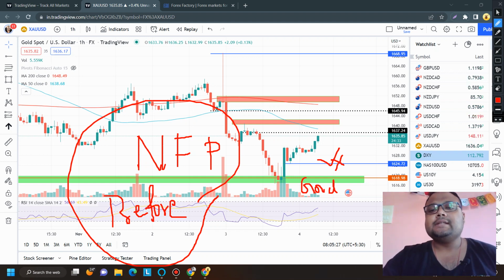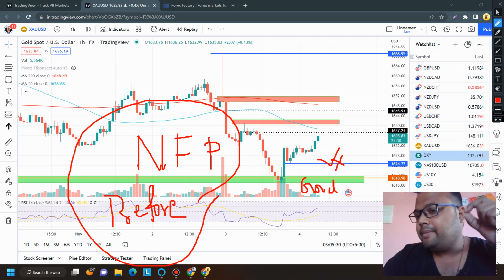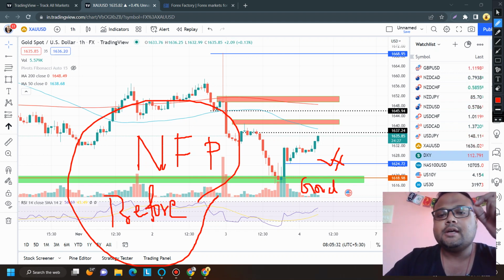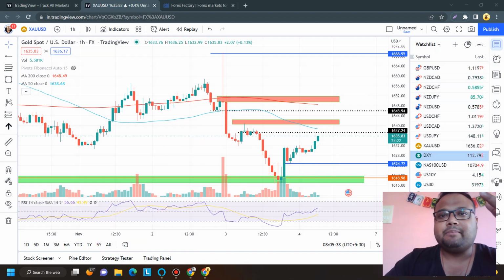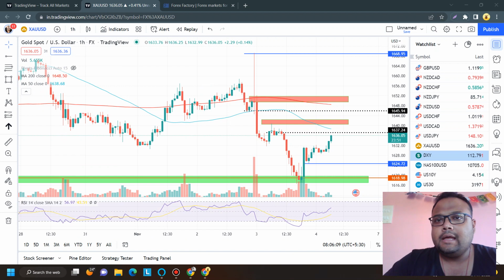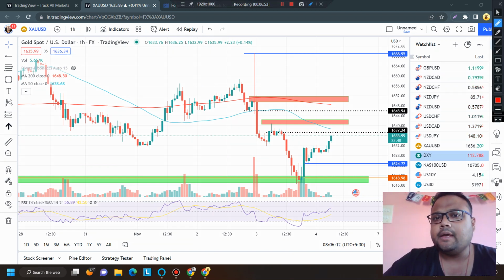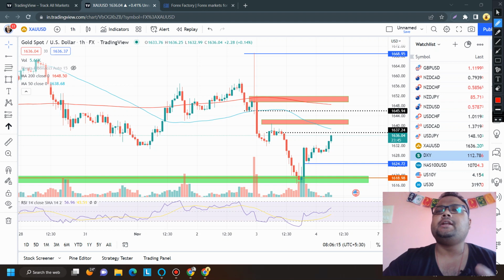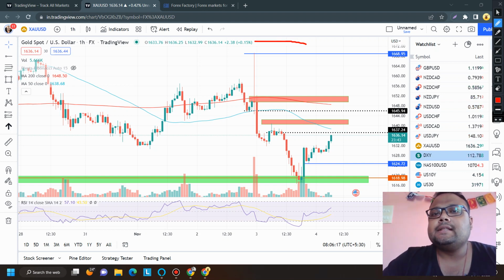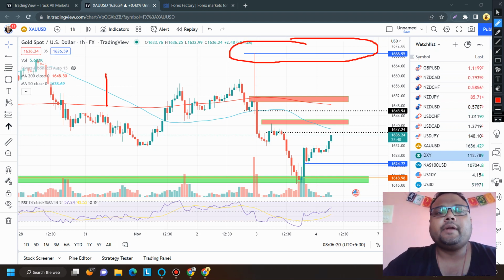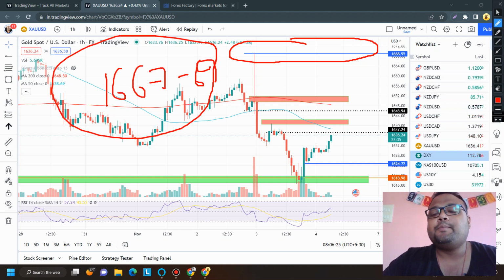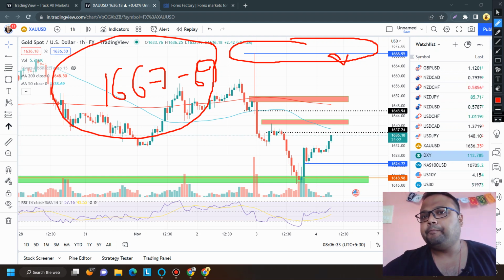The best term to describe this support is crucial support. Crucial support is the best term to describe the 1620, 1616 level. And if the market starts going up from here, especially during the NFP, then 1667 to 69 is the most important resistance for gold. In case you see the market going up sharply, you can expect the market to reverse from here.